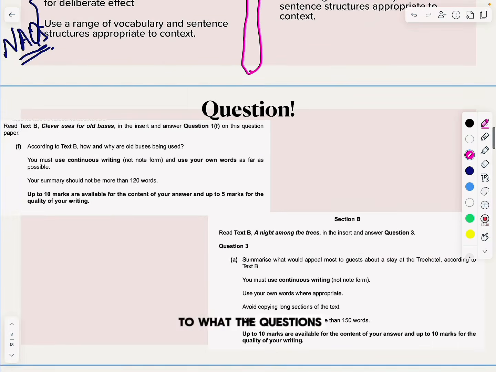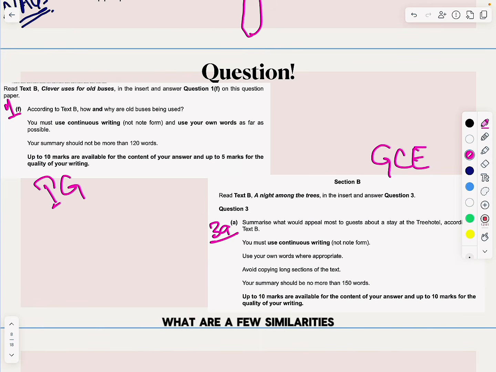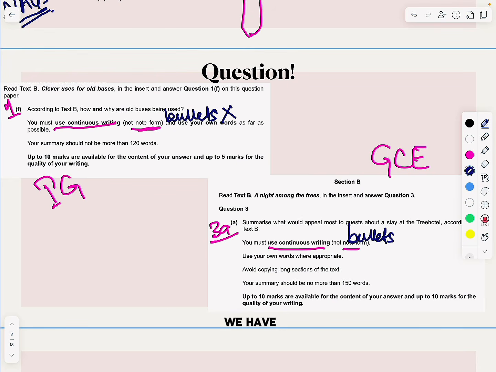All right, let's move forward to what the questions look like. Now this one right here is question 1F. This is 3A. So this makes this IG and this one's GC. What are a few similarities? You must use continuous writing, not note form. What do we mean by note form? Note form actually means bullets. So you are not supposed to write down your summary in bullets. What's another similarity that we have?